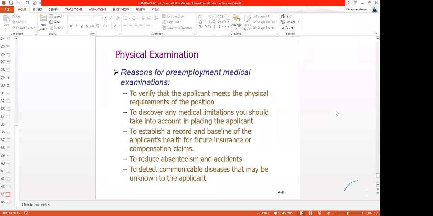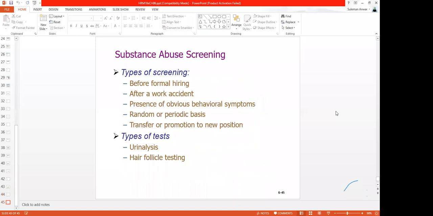Physical examination is another aspect which you will read on your own because our session time is almost ending. Again, physical tests would always be conducted in relation to the job nature. There can be substance abuse screening, in which we would see whether the person is subjected to drugs or alcohol or things like that. And obviously, we have to be careful that people who are on drugs should not be hired.